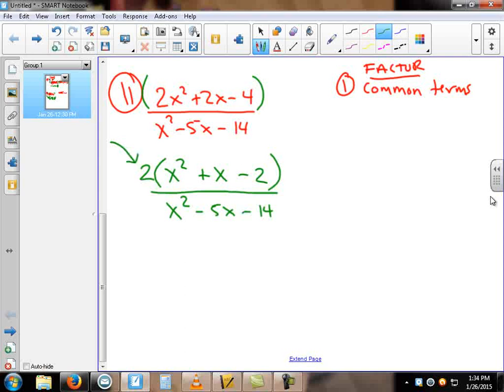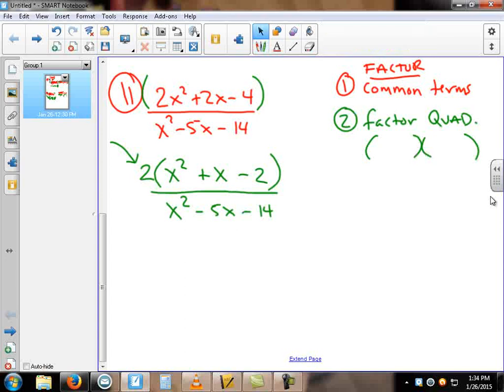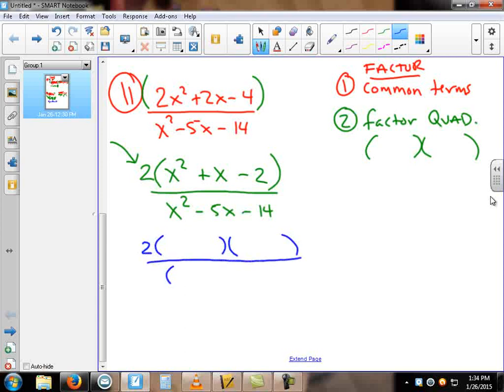That's this 2 here. Step 2 is factor quadratics. So anything that has a square, x squared, we want to factor those into sets of parentheses. That's our goal there. And so now I'm going to keep my 2 there, and I'm going to try using guess and check to factor the top and factor the bottom.